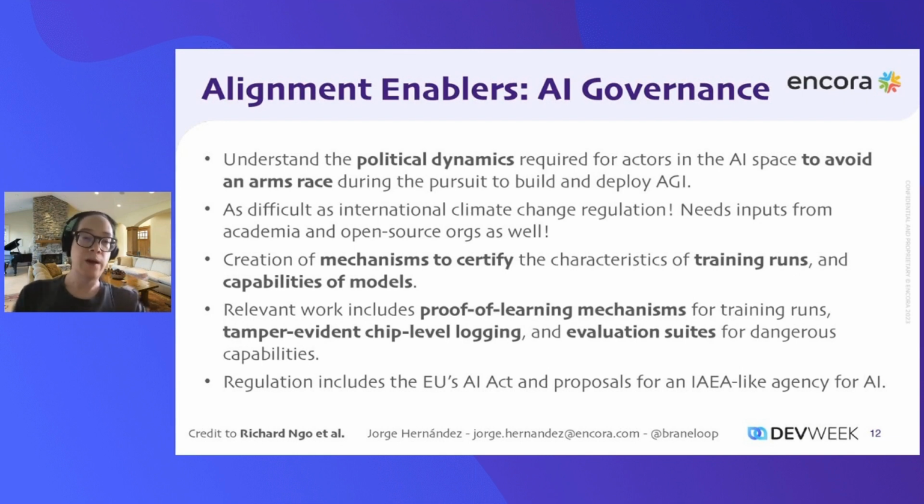And the final one is one that's not so mathematical. It's the other end of the spectrum, and that's AI governance. Understanding the political dynamics required for actors in the AI space to avoid an arms race during the pursuit to build and deploy AGI. This is as hard as working on climate change, because it requires coordinating not just companies, but nation states and academia and NGOs. And there's work here in the creation of mechanisms to certify the characteristics of training runs and the capabilities of models. That is something that will need to happen.